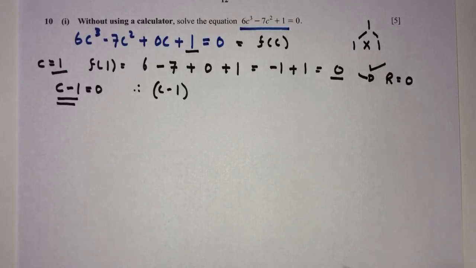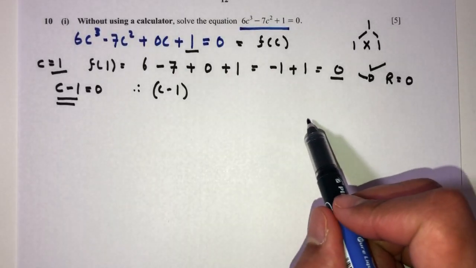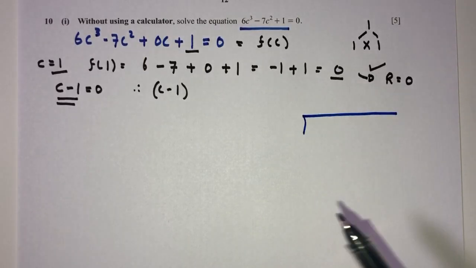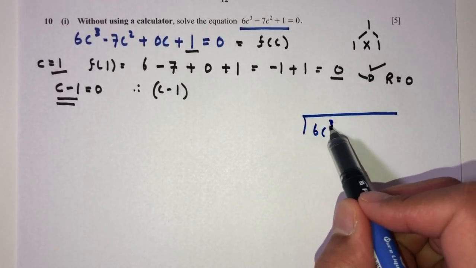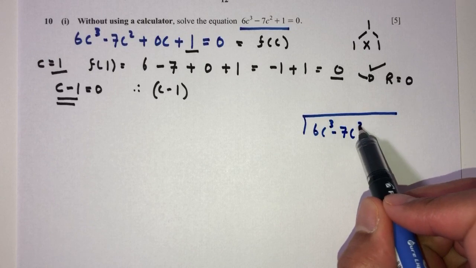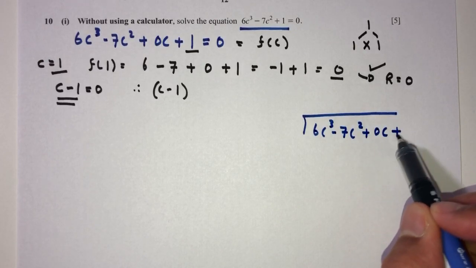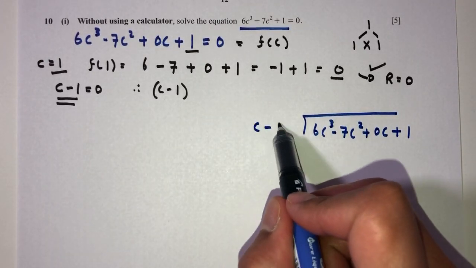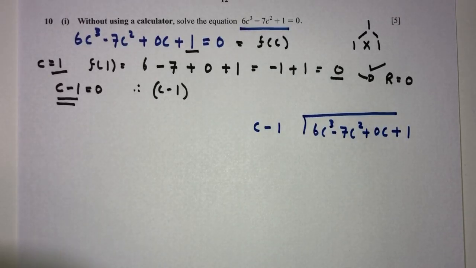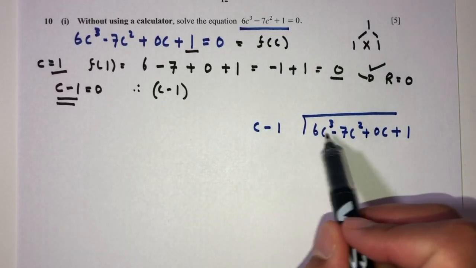Now, once you have a factor, we have to find the other factors to find the other solutions. So to find the other factors, we have to do long division. You have 6c cubed minus 7c squared plus 0c plus 1. We know the factor is c minus 1. So simplify. How can you make c become c cubed?